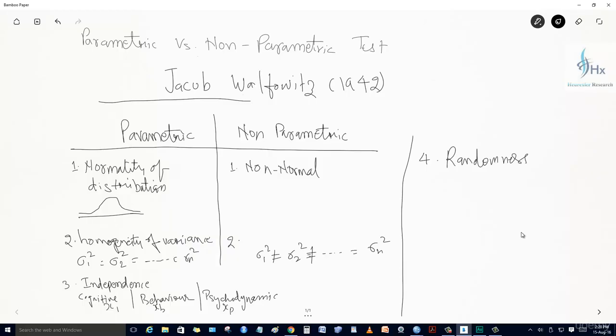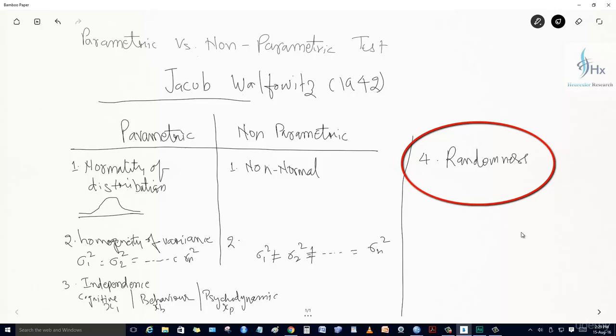The fourth important condition is randomness. So randomness means all the subjects who are part of your study should be randomly selected. It means you have randomly drawn your sample. So it means you are going for a probability sampling method. You must be remembering your sampling class, which says that there are two types of sampling method. One is probability sampling method and another is the non-probability sampling method.